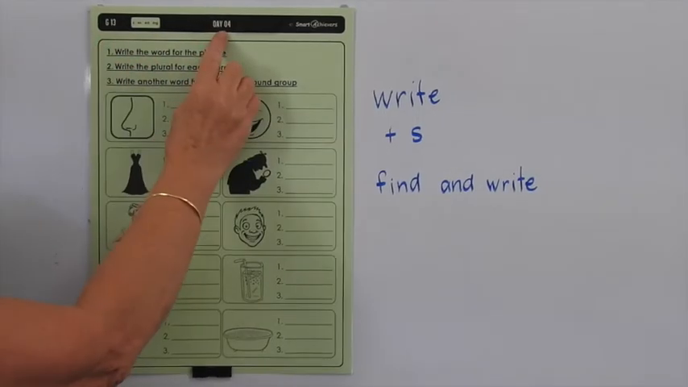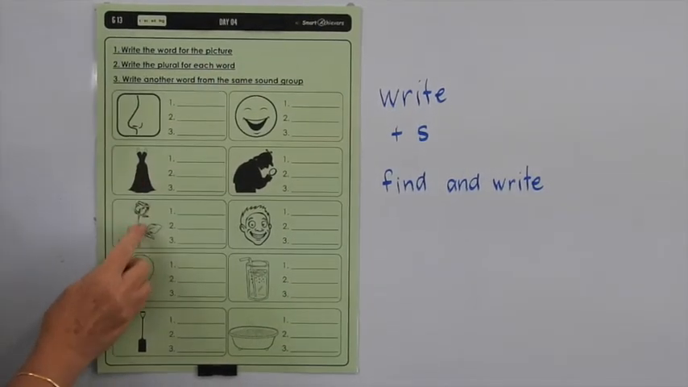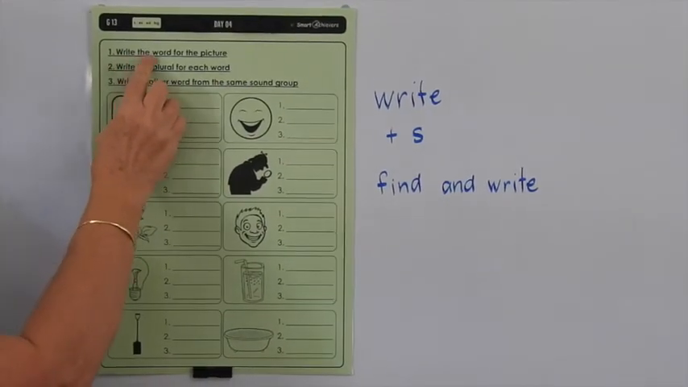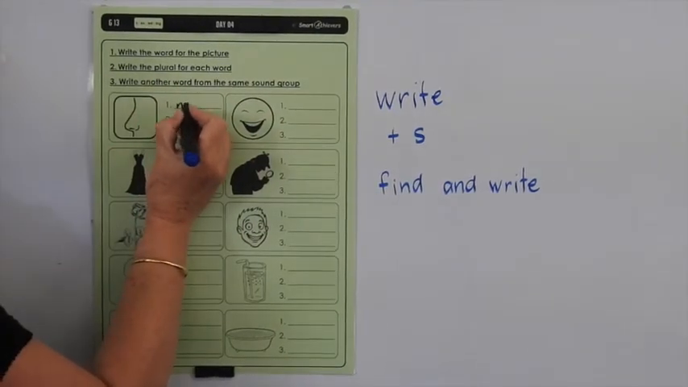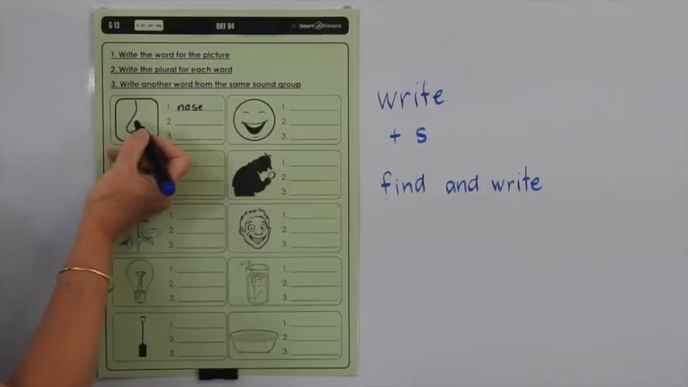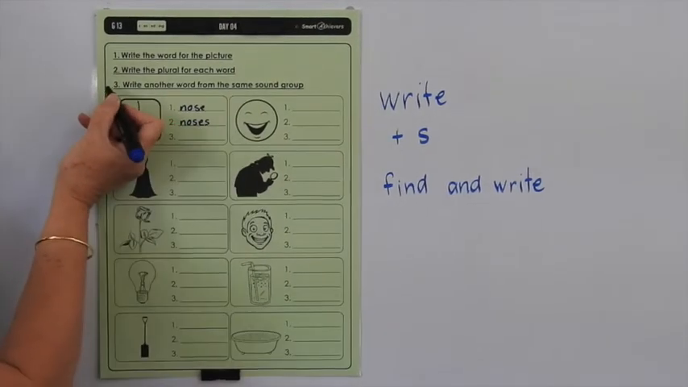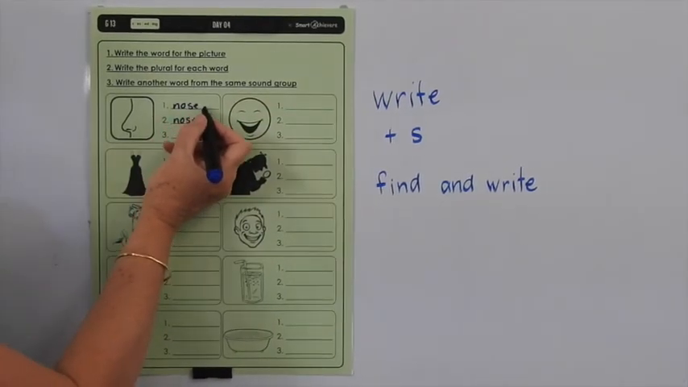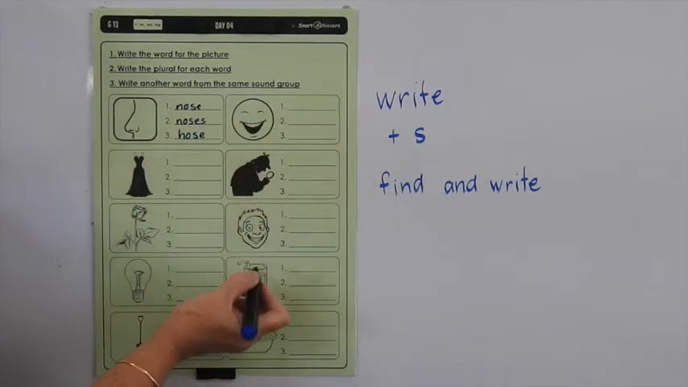This is G13 day 4, and what we're doing is revising some of the words and the sounds that you've previously learnt. And what you have to do is write, number 1, write the word for the picture next to all the number 1. So the first one is a nose. Then number 2, write the plural for each word. So if you have more than one nose, we'd say noses. And number 3, write another word from the same sound group. Nose. I might write hose in there. You can finish the rest of these on your own.